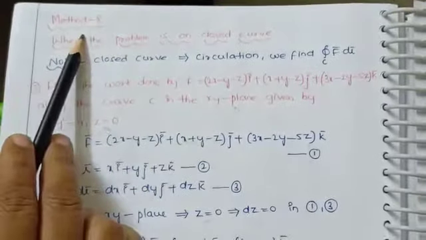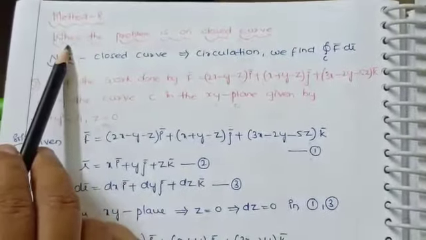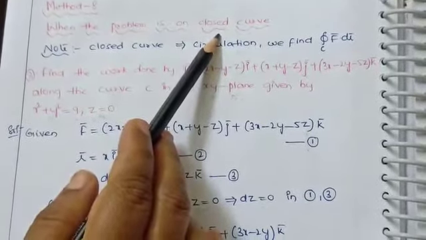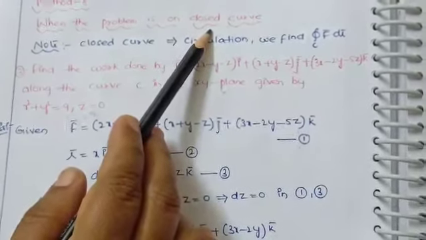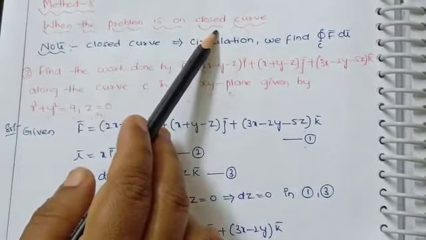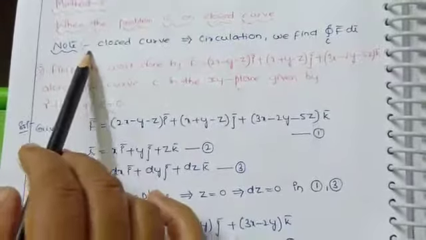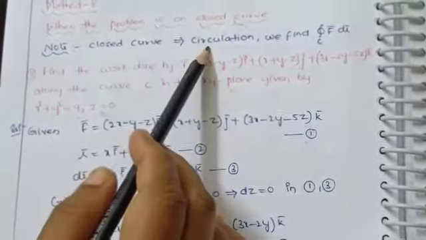Today we are going to discuss method 8. In this method 8, the problems will be on the closed curve. In the introduction, we have seen that closed curve will be defined for circle, rectangle, square, triangle, ellipse, hyperbola. So now we have given one note. Closed curve is nothing but circulation.